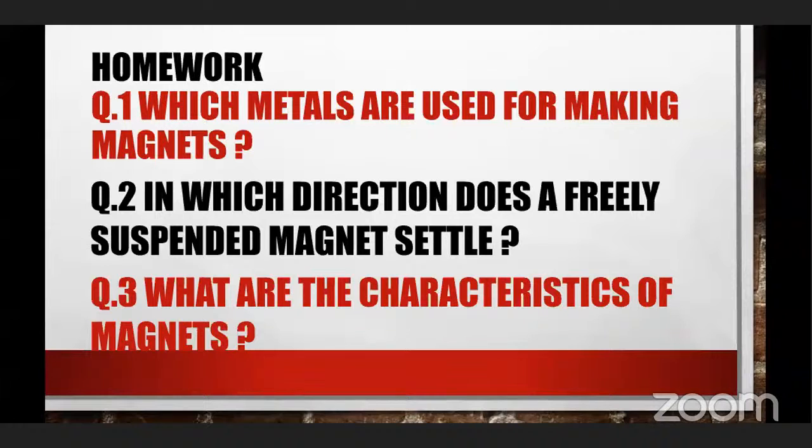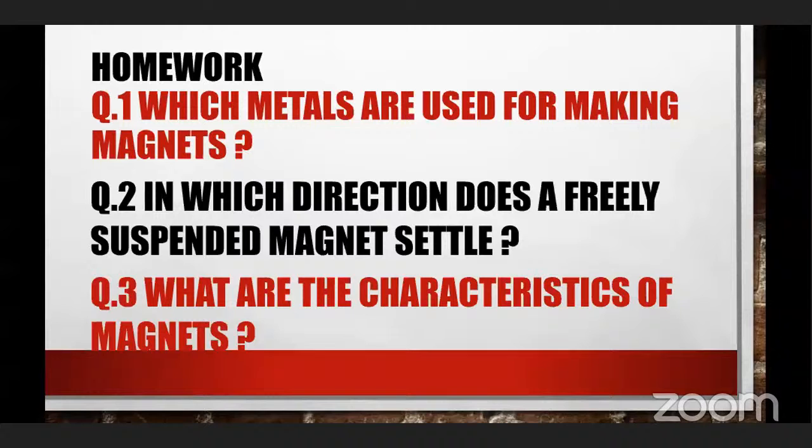I will ask you some questions. If you know, unmute and give the answer. Only one will give the answer. Question 1: Which metals are used for making magnets?